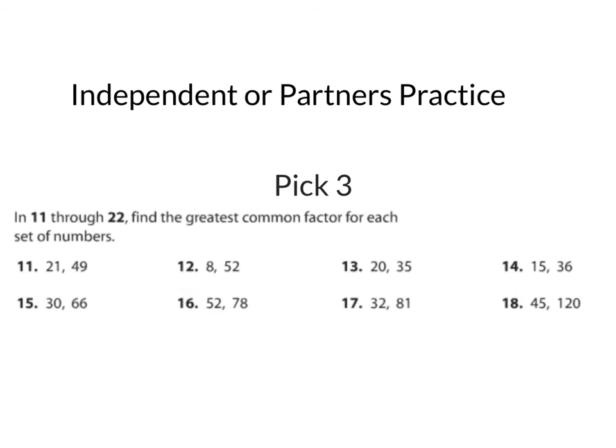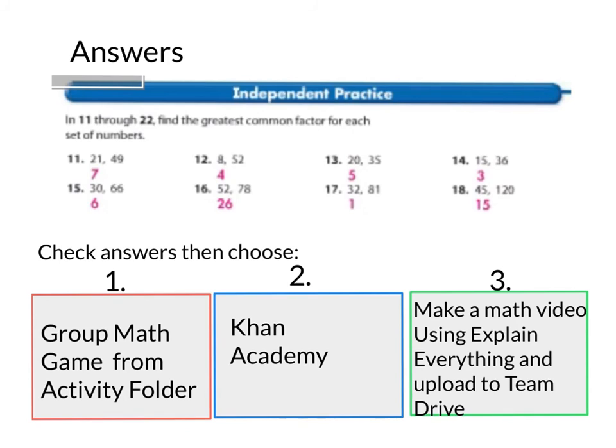Here's your independent or partners practice. Please pick 3 of these, and when you're ready for the answers, we're going to show you in 3, 2, 1. Here are your answers for 11 through 18 independent or partners practice. After you're done checking that, please choose number 1, 2, or 3 as your option after the lesson. And we're coming with the answers to the group game in 3, 2, 1.